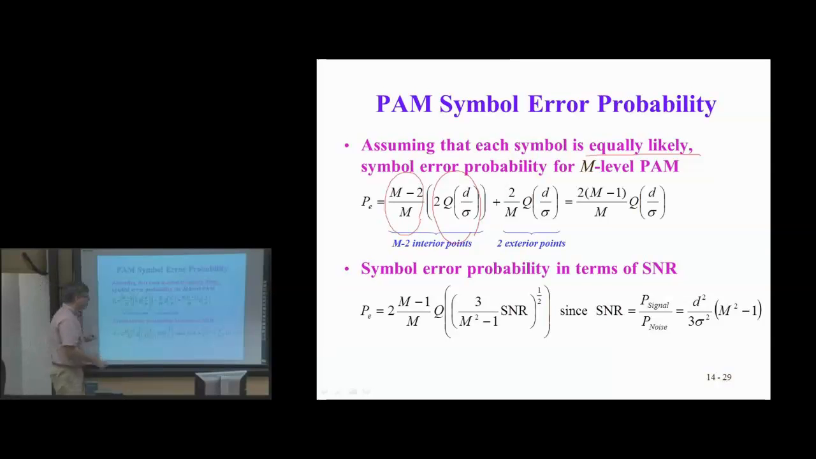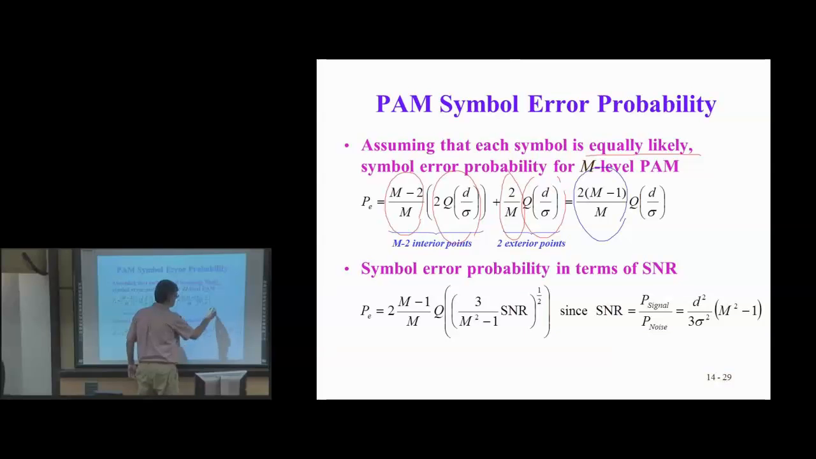The second case, an exterior point, I only have 2 of those. So the probability of an exterior point is 2 over capital M, assuming equally likely transmission. And the probability of making a mistake is simply the Q function. So if I combine and do the algebra on this, I get really 2 terms: a term that depends only on capital M, and a term that depends on the Q function. Now, what's the possible range of values that this scaling in front of the Q function can take?